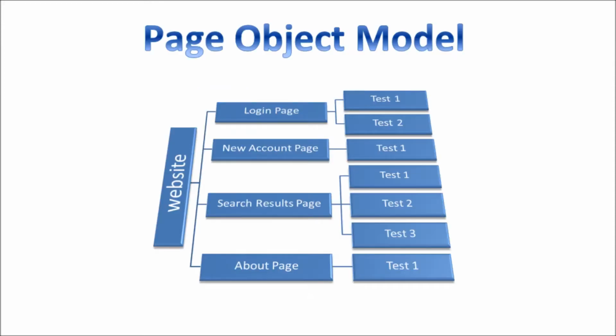For instance, in the case of less code duplication, the search results page will contain methods for the actions we can perform on that page. A given method within that page object can then be used multiple times by different tests.